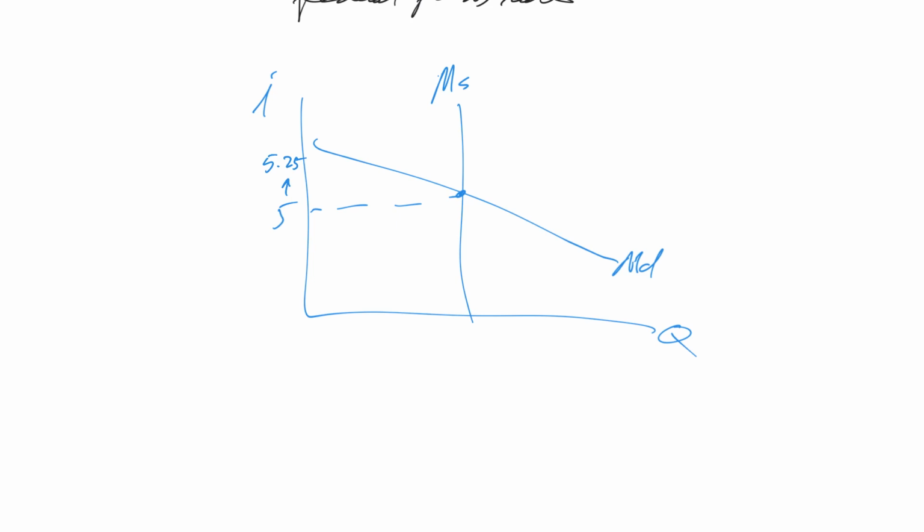But here we are. They want to raise it to 5.25%. So what do they do? They simply go out and they sell bonds. They sell bonds, they suck that money into the Fed, out of the economy, and they just keep on shifting this to the left. Money supply, bingo, got it.